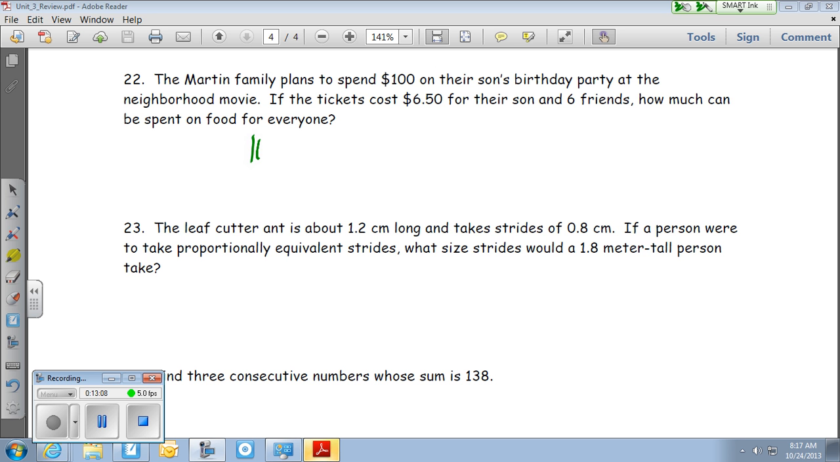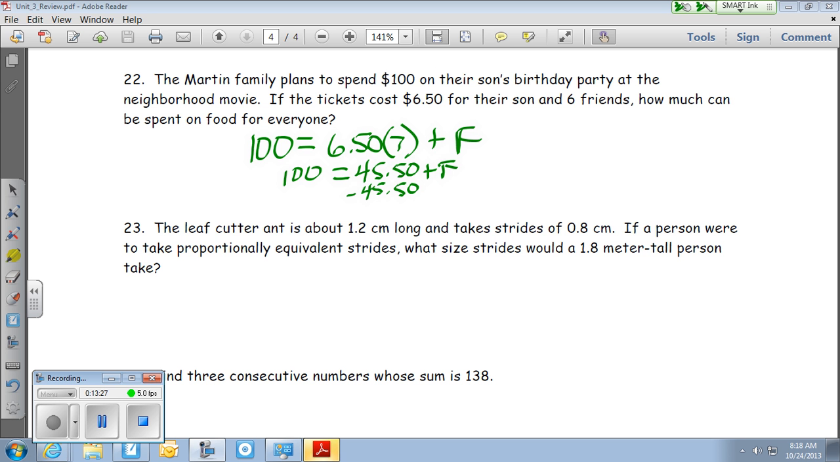So we know that they can spend $100, and that's going to be equal to $6.50 per ticket times 7 kids plus their food. $6.50 times 7 is $45.50. That's equal to 100. Let's subtract that from both sides. And we get F is equal to $54.50 can be spent on food.